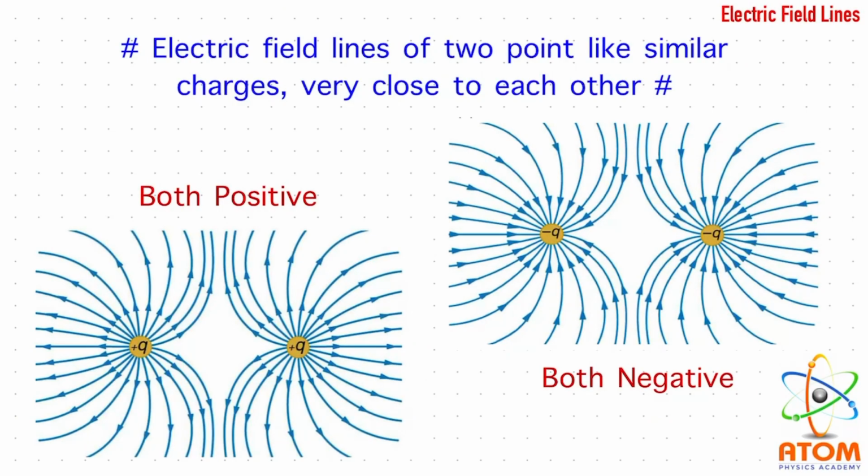Now this is the case of two electric charges of the same magnitude and same type. For example, these are two positive Q charges and these are two negative Q charges. In both the cases you can see the electric field lines are repelling each other. So they are not intersecting each other and are being diverted like this, without passing through each other in both the cases.